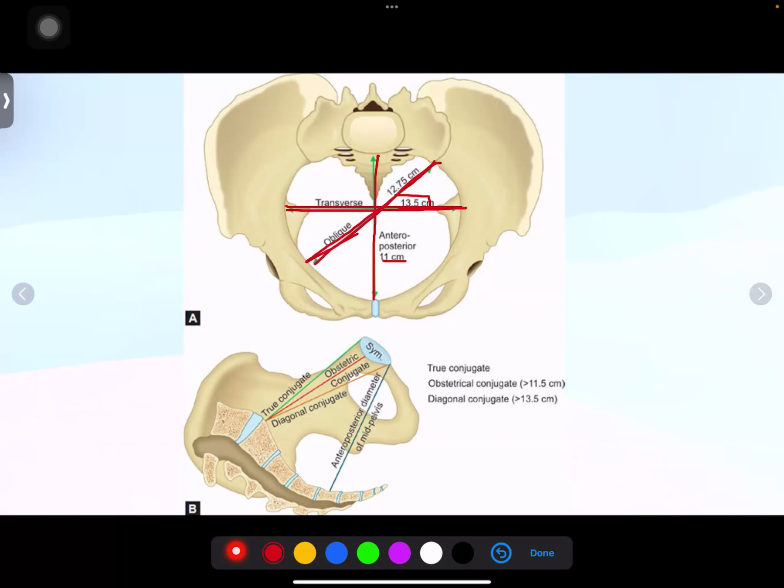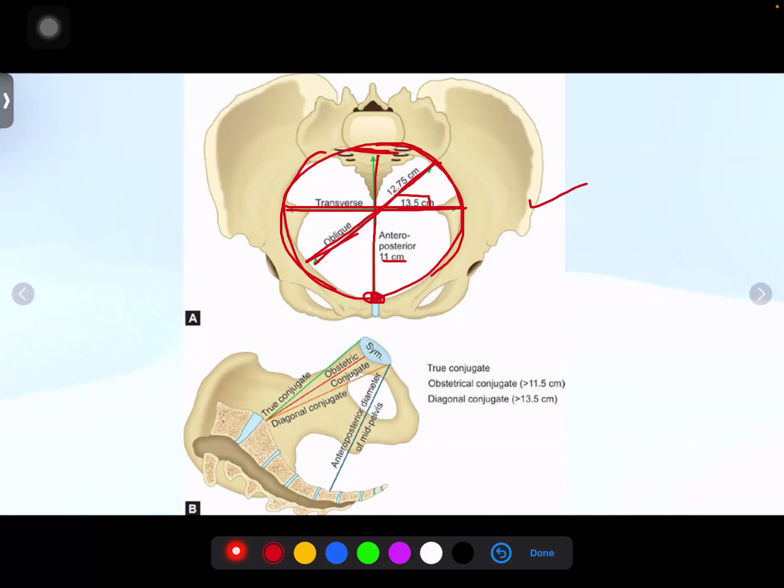And you also have to remember the boundaries, what boundaries form the pelvic inlet. Posteriorly, that was the sacral promontory. Anteriorly, this is the pubic symphysis, and laterally the iliopectineal line. So these were very important diameters, and we also discussed 3 very important pelvic diameters: the true conjugate, obstetric, and diagonal conjugate.